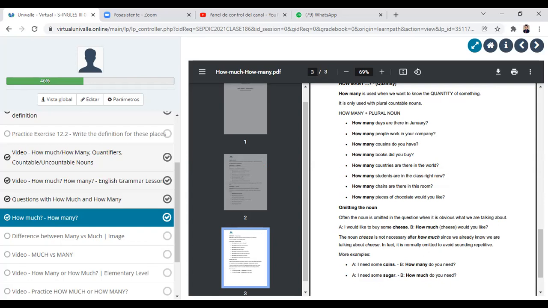More examples: I need some coins. How many do you need? Oh yes, I need some sugar. How much do you need?